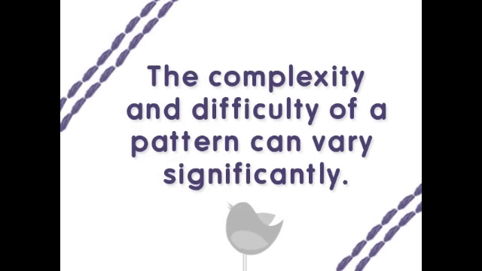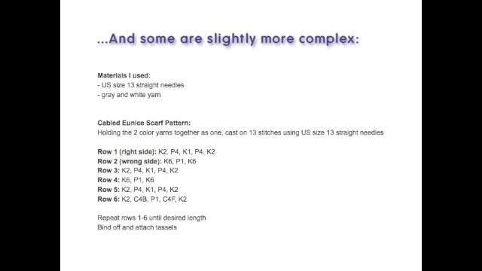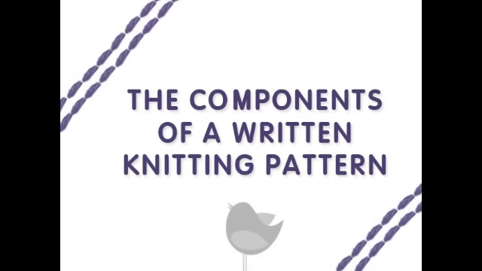The complexity and difficulty of a pattern can vary significantly depending on what project you're working on. Just to give you a general idea, here are some examples. Some patterns can look as simple as the following shown here, or a little bit more complex requiring a few more stitches, or they can have multiple instructions and a lot of things going on at once, such as the one shown below. So not all knitting patterns are structured the same way, but there are a few general components that the majority of knitting patterns have.